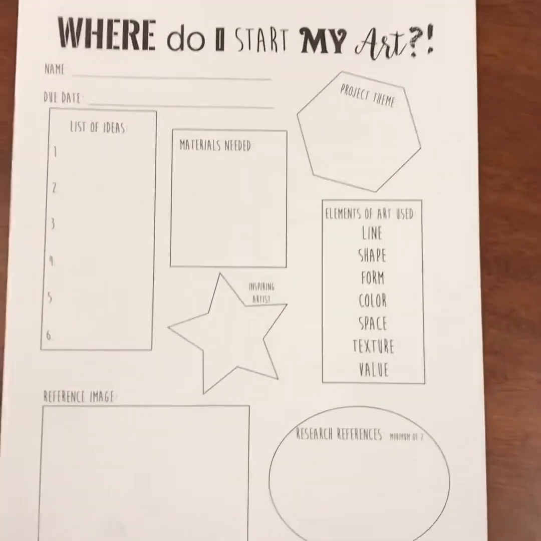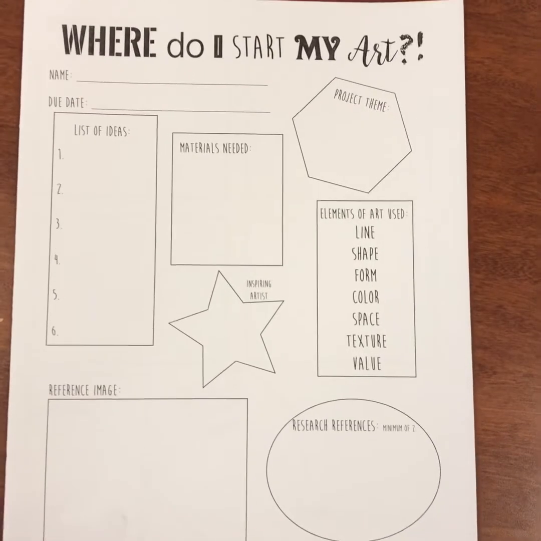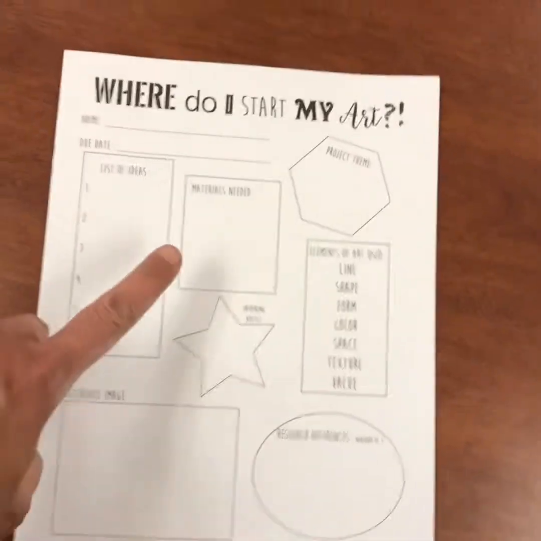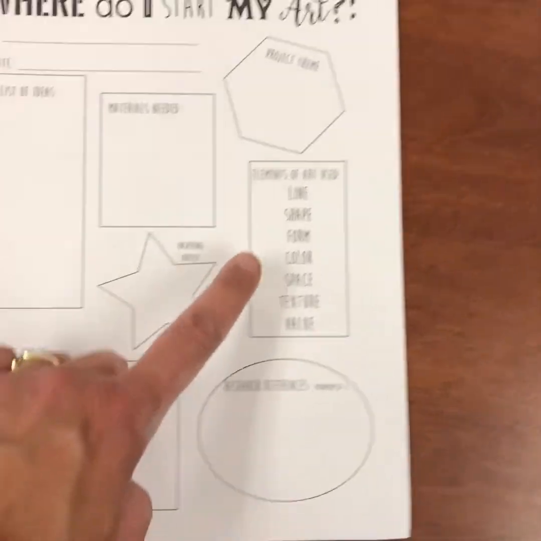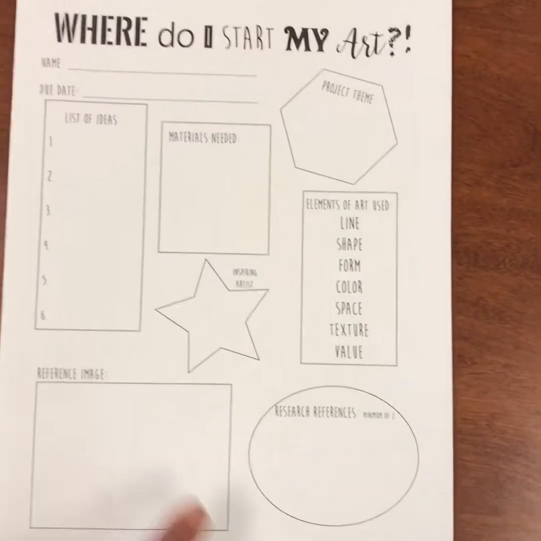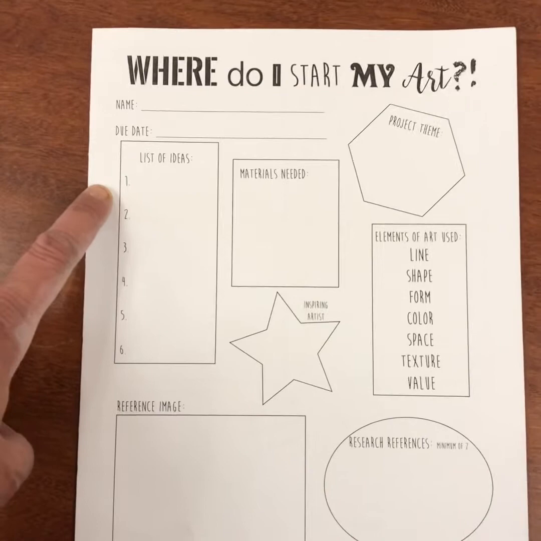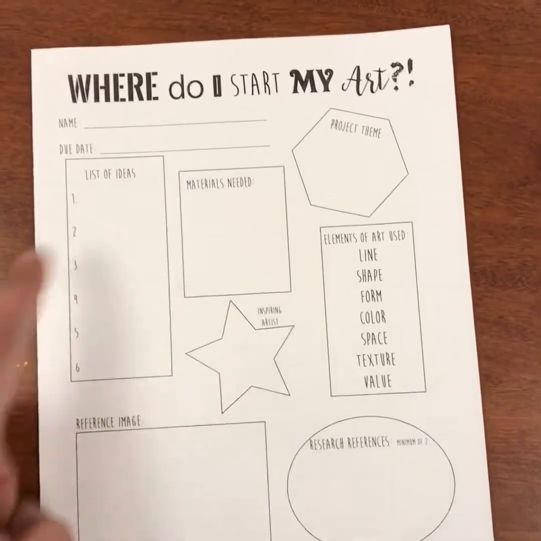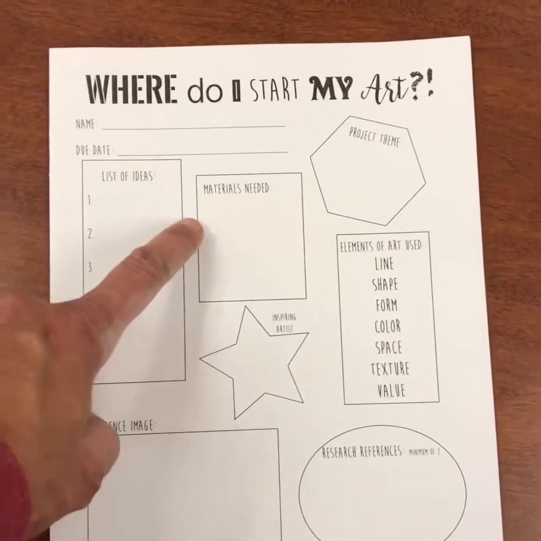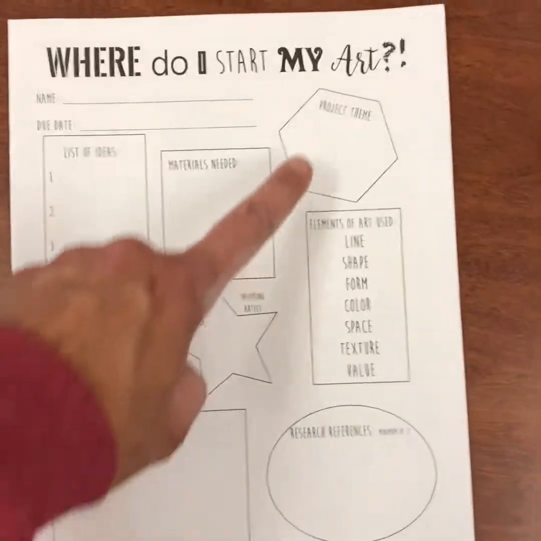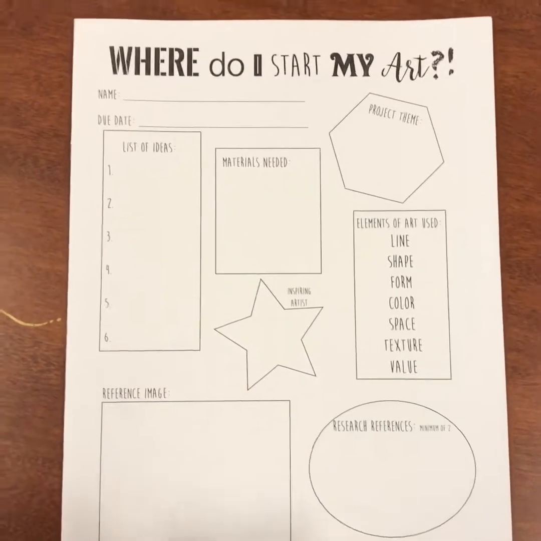All right, once you have decided on your topic, you get a Where Do I Start My Art worksheet. You pick your materials, you pick the artists that you're going to be inspired by, you pick which elements you're going to be using, and even your list of ideas. So if you decided on creating artwork that's a marble run, you could write down marble run. Maybe you decided that you're going to go to the painting area, so you would write down paint. Our project theme is system. And our artist, that's something we'll talk about in just a little bit.